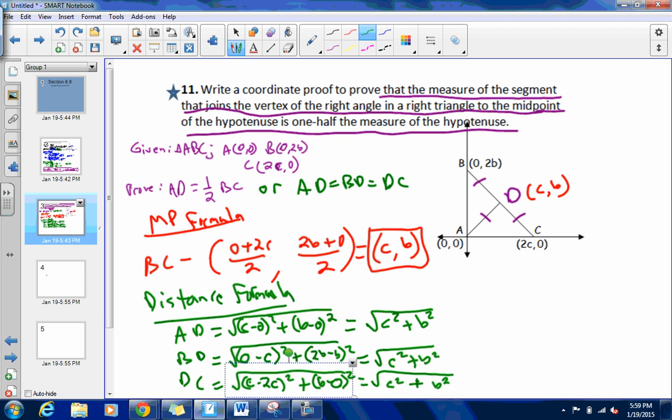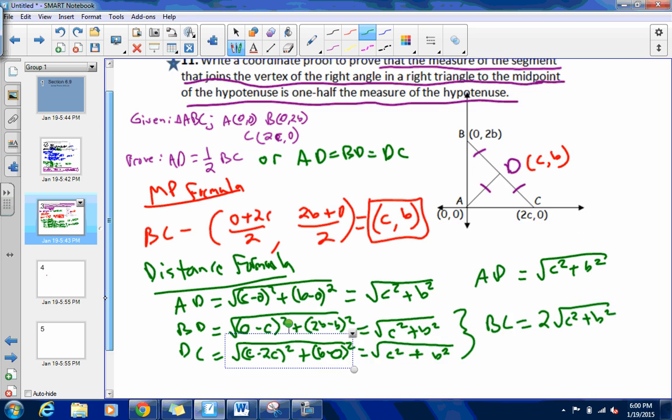And if you want to combine to find what BC would be, BC equals 2 times the square root of C squared plus B squared. Whereas AD is just one of those, so that's the square root of C squared plus B squared. And that proves what we're trying to prove, that AD is half of BC.